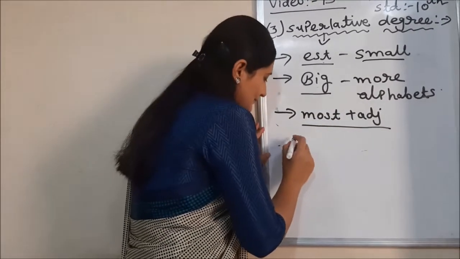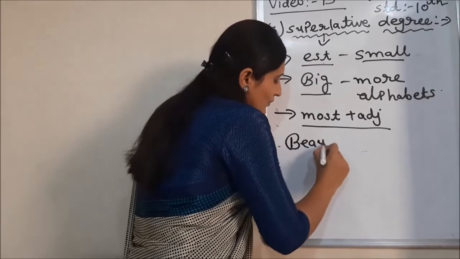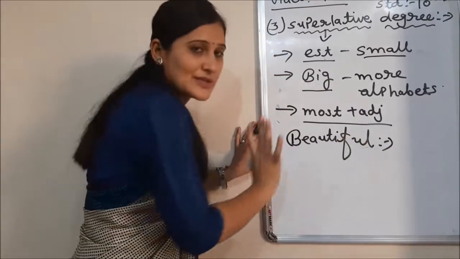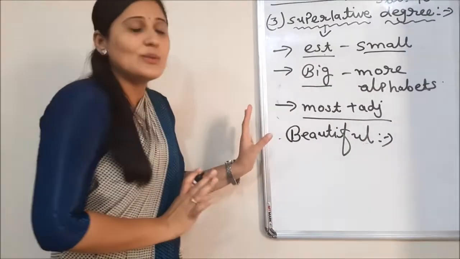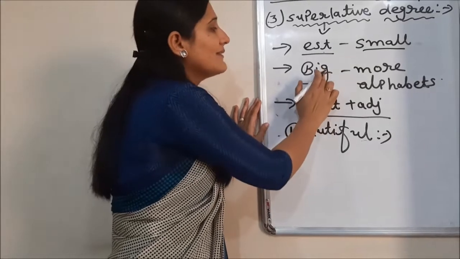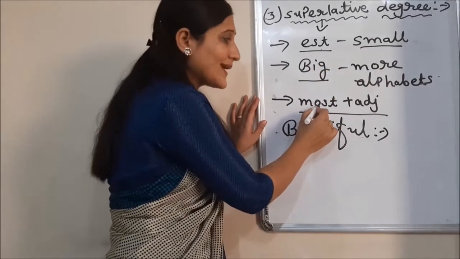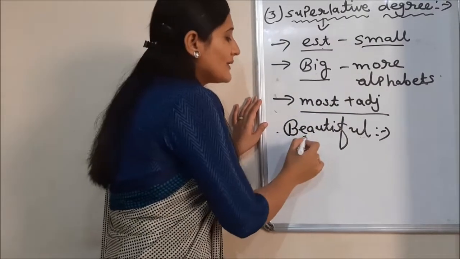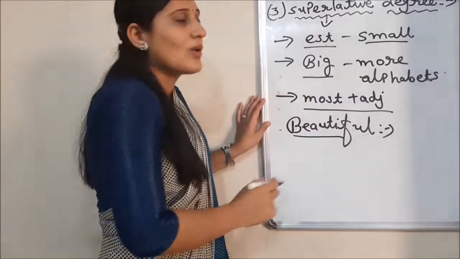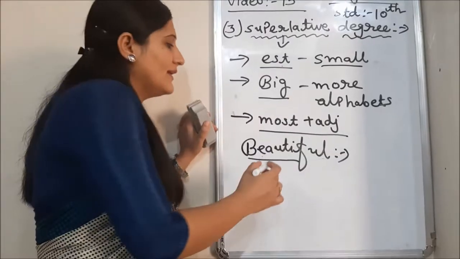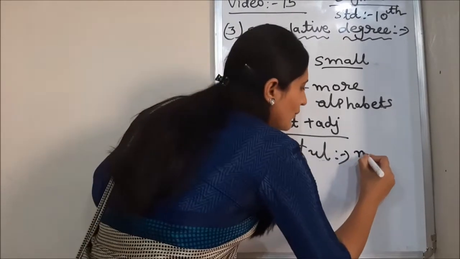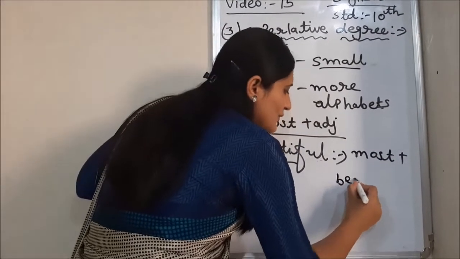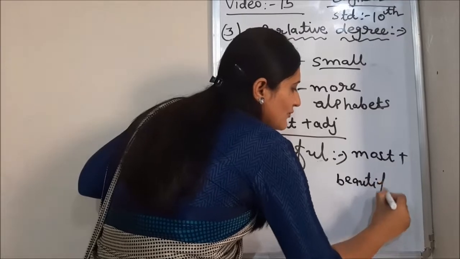For example, beautiful. Here you cannot write beautifullest, right? In comparative, I told you that if the adjective is big, you need to write more. But in superlative, you need to write most, because the spelling of the adjective is long. So here you need to write most plus adjective. The adjective is beautiful, so we write most beautiful.